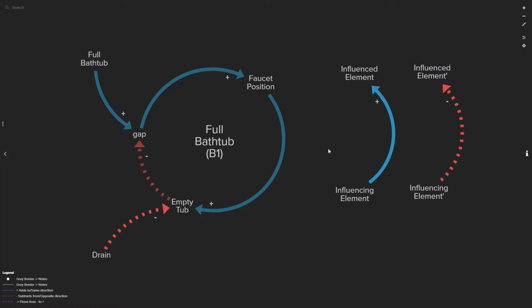Now, I realized that in the previous video I neglected to talk about how you tell one loop from another, and that is, you walk the loop, and if the number of subtracts from or opposite direction influences is 0 or even, it's a reinforcing structure, and if it's odd, then it's a goal-seeking structure. All balancing structures are goal-seeking structures. Sometimes the goal is implied, but there's always a goal.